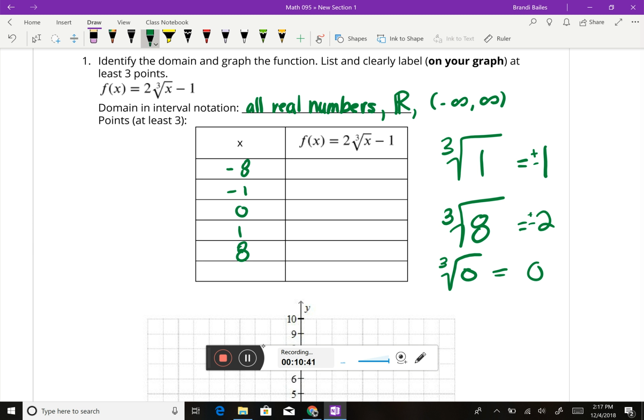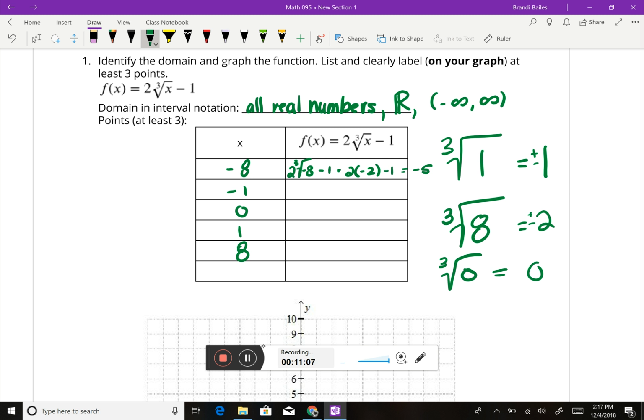Alright, so I'm going to plug in -8 into the cubed root, 2 times the cubed root of -8 minus 1. That will give me 2 times -2, because I have a -8, minus 1. And that should give me, let's see, 2 times -2 is -4, minus 1 is -5.